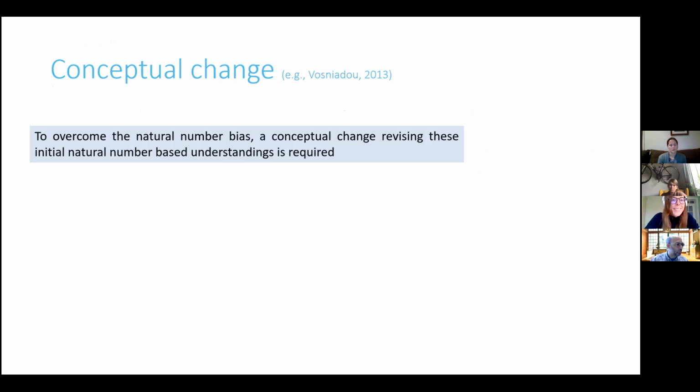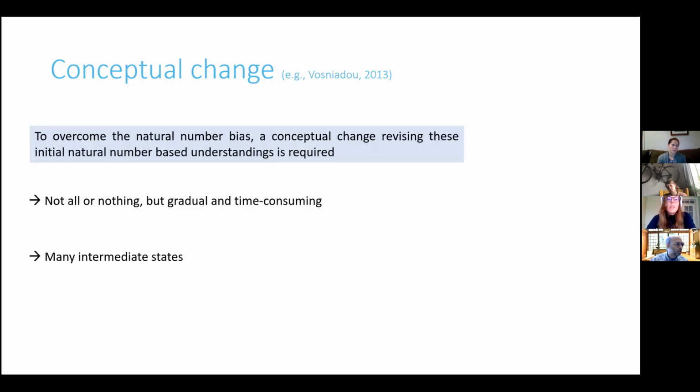So what was the aim? Oh, another slide. So from the conceptual change theory, we know that to overcome this natural number bias, we need a conceptual change to get to this good understanding. And from other topics in the conceptual change literature, we know that this is not always an all or nothing issue, but it's a very gradual and time-consuming process with several intermediate states. So it's not that one day you have this naive idea of a concept and the next day you have a perfectly good understanding. It's a lot of time with intermediate states.